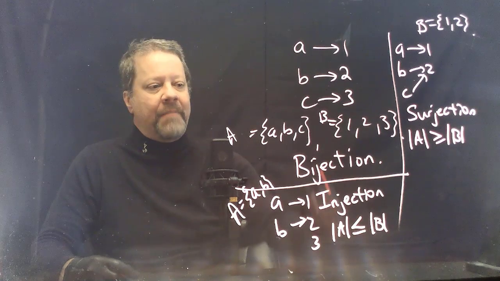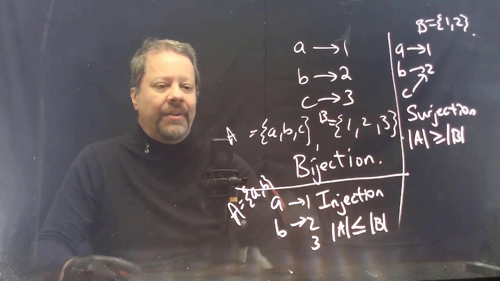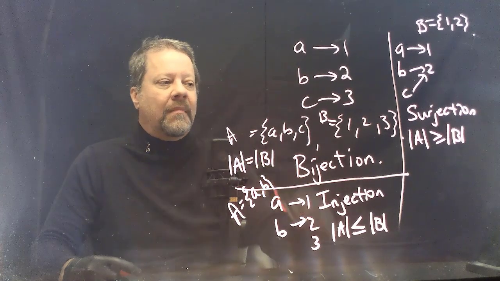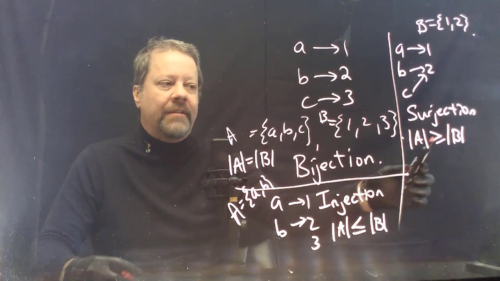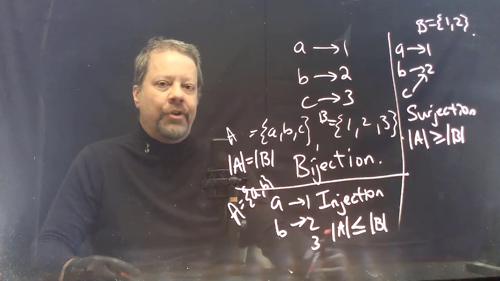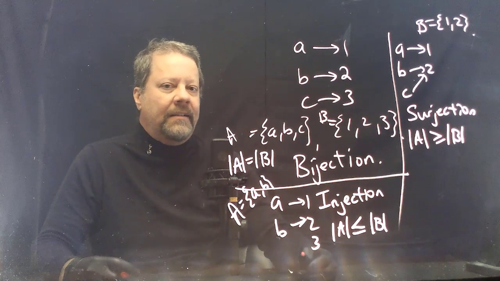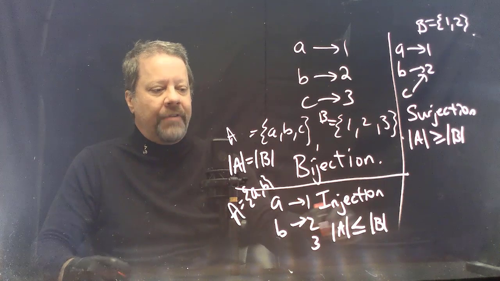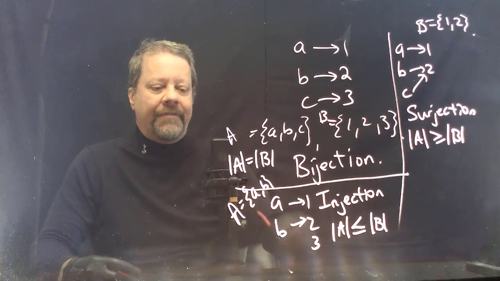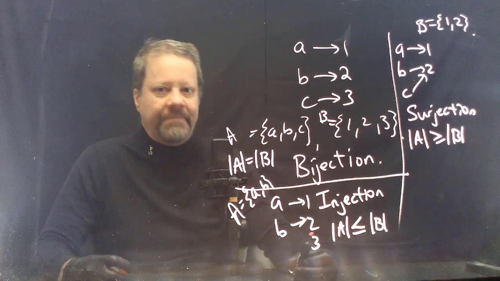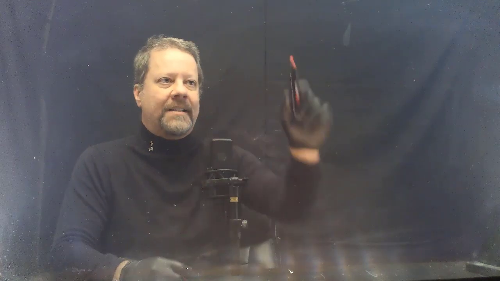So if we have a bijection, 1 to 1 and onto, the cardinalities are the same. If you only have a surjection, then the cardinality of the domain space will be bigger than or equal to the cardinality of the range space. And over here, if you have an injection, then the cardinality of the domain space will be less than or equal to the cardinality of the codomain. So let's formalize these concepts.